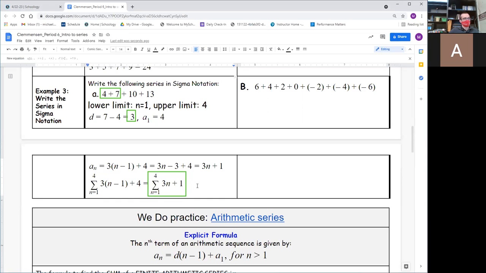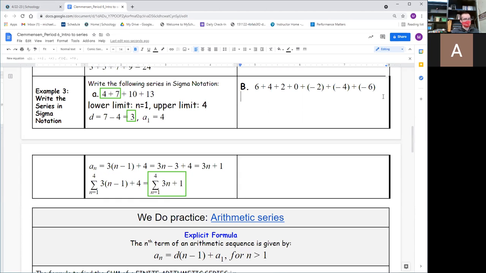Are there any questions on this first problem that we've done so far? All right, just like before, let's go through B together, this one, before we move on to our next stuff.